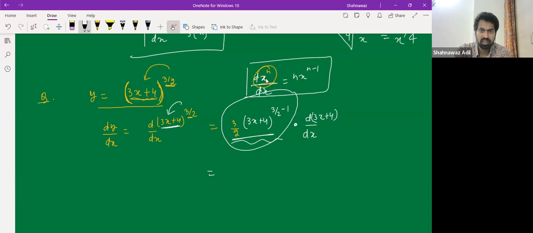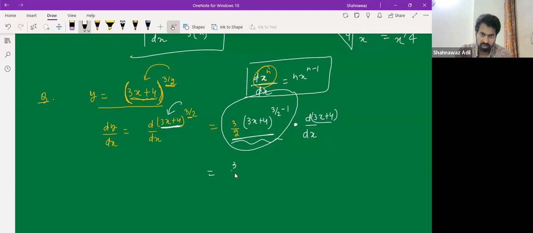So the rule is that first you do this power differentiation, right? And then after, whatever is inside this function, we do the differentiation of that function. So this is the rule. Okay. Is that clear, Afaf?